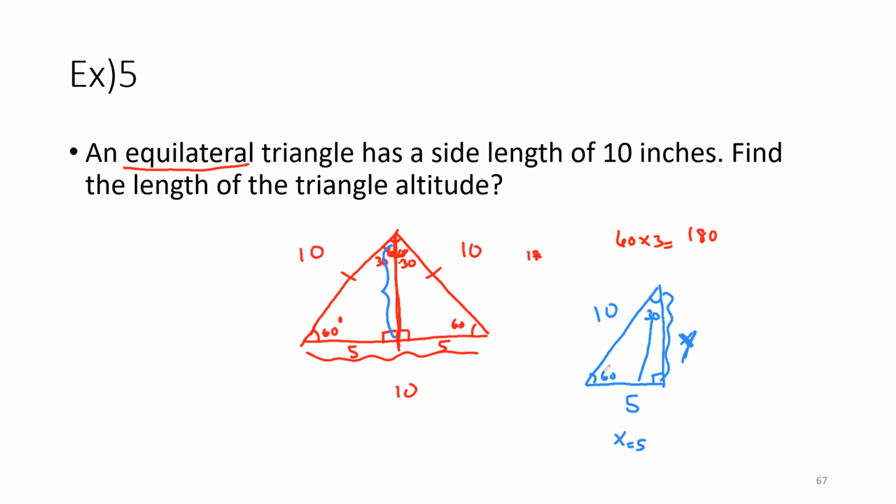Angle 60 goes with this leg, which is what we want. According to the rule, to find that it's x radical 3. So we know that our x value is 5, so it's 5 radical 3. So to find the length of the altitude, the altitude is 5 radical 3.